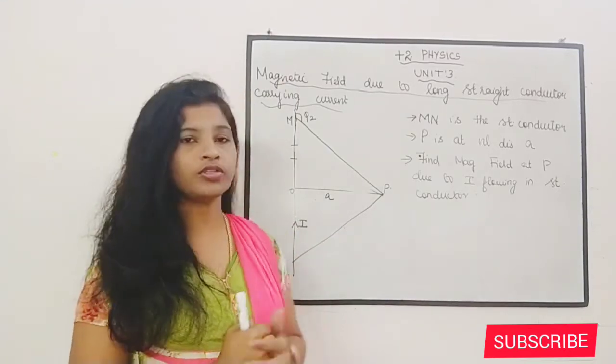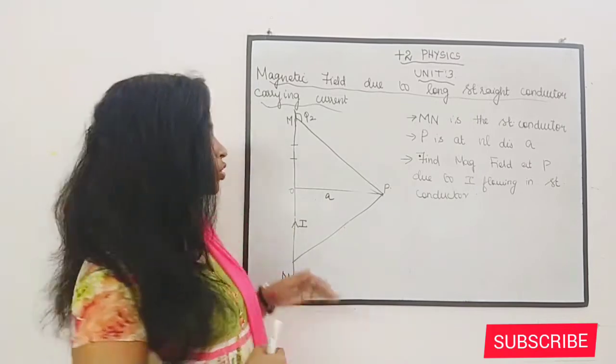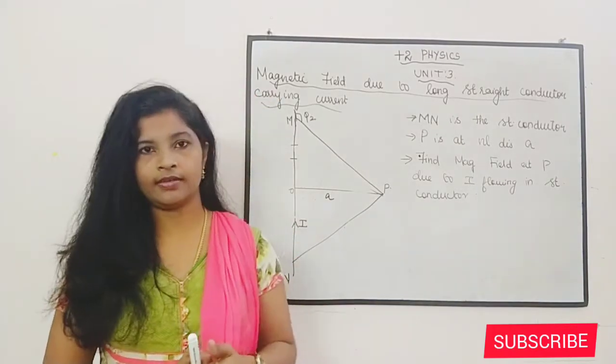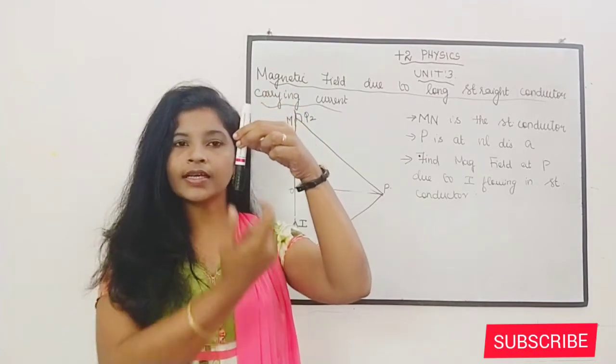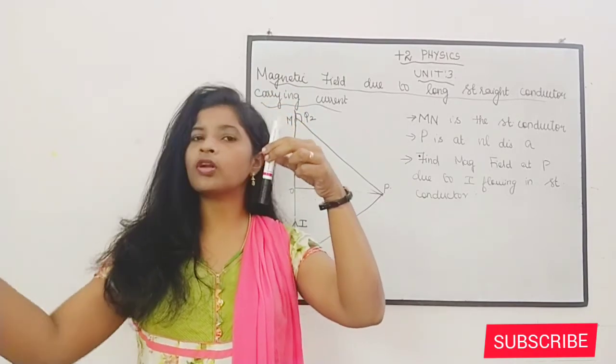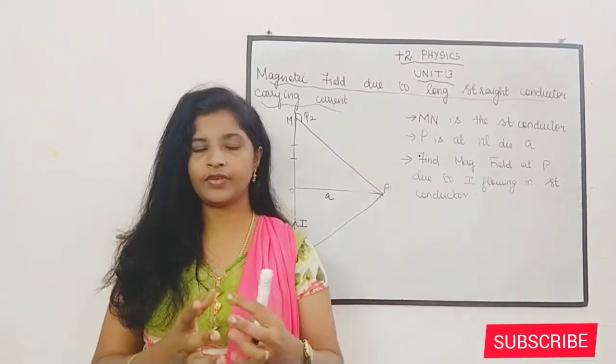So that we are going to find out here in case of a long straight conductor. We are going to take a long straight conductor. We are going to pass a current in the conductor, and at a particular point, that is the magnetic field that we are going to find out.